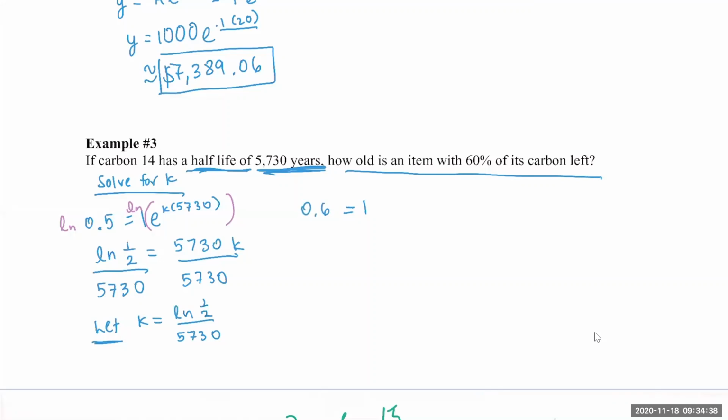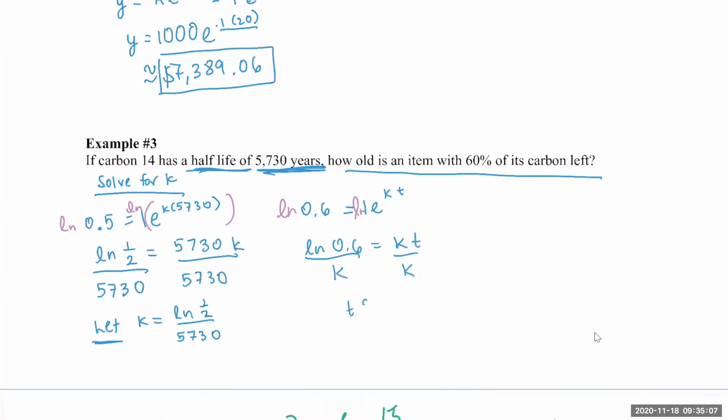So half-life is 1 and 0.5. Anything else after that, if they say 60%, that's reduced down to 0.6. And then we have e, k is what we defined earlier, and then time. So at this point, we can take ln of both sides if we're trying to solve for time. And we get ln of 0.6 equals k times t, because ln will undo e, then divide by the k amount.